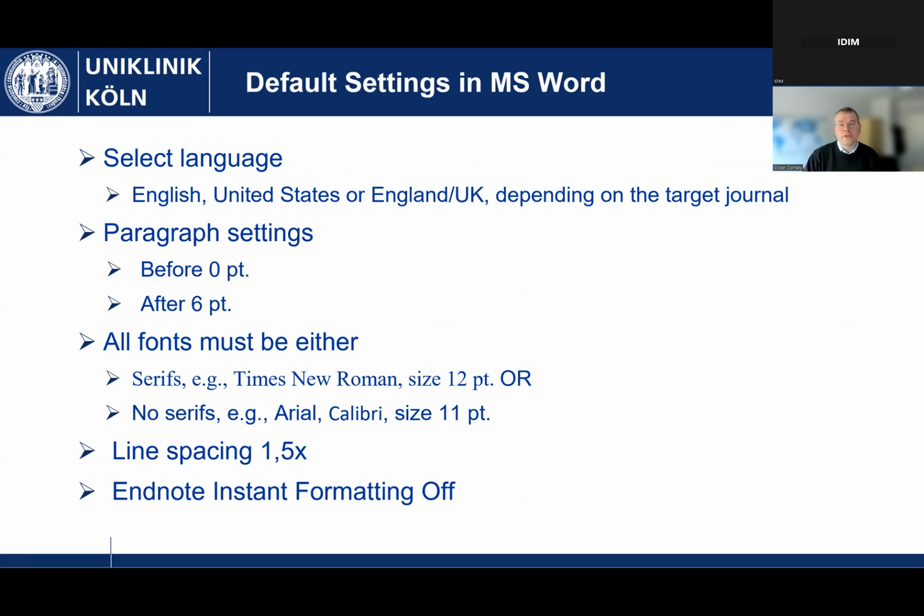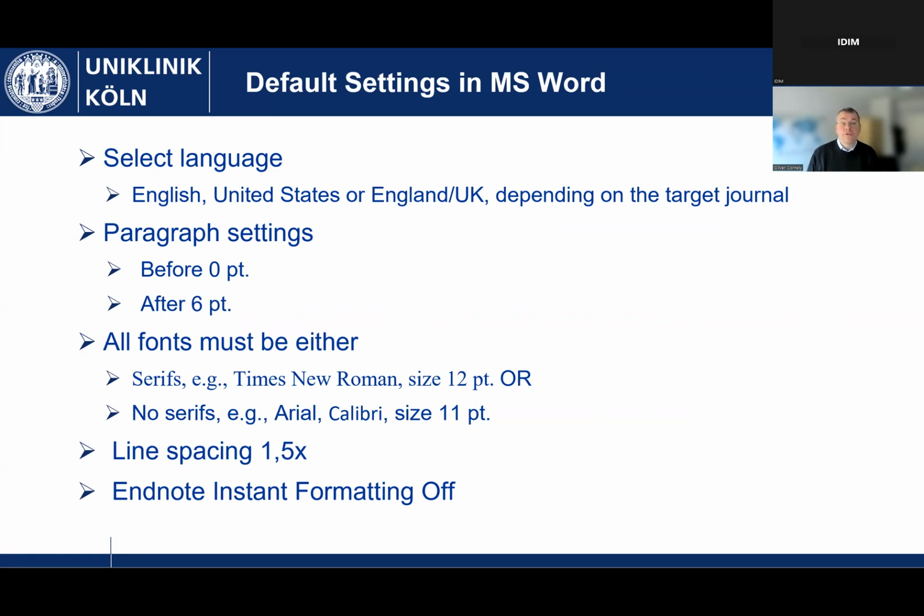So there are default settings in Microsoft Word, and we always select language, which 99% is English, but we have to decide on whether it's US or UK English, and that would depend on the target journal, of course, and the purpose. And then we do have paragraph settings, and I really prefer before it's 0 and after it's 6. But that is more something that I like, but I have the impression I get more on a page. And if it were just a letter and not a full manuscript, it eases the reading.